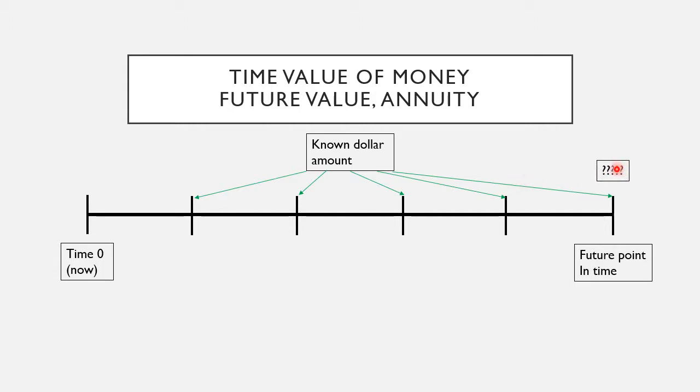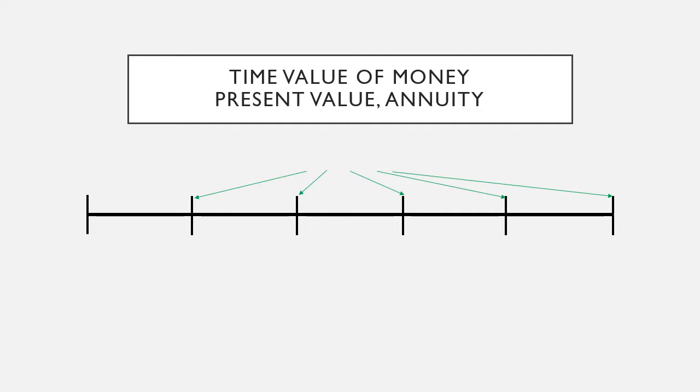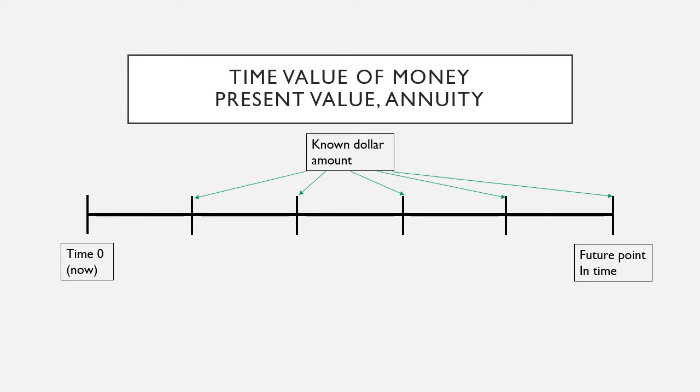at 5% interest, how much would I have at the end of the year? Well, we can answer that question using table B4. Interest compounds over time. We'll use table B4. The last thing that we'll need to know how to do is the present value of an annuity. So the timeline is still consistent. Known dollar amount, we're still dealing with an annuity.